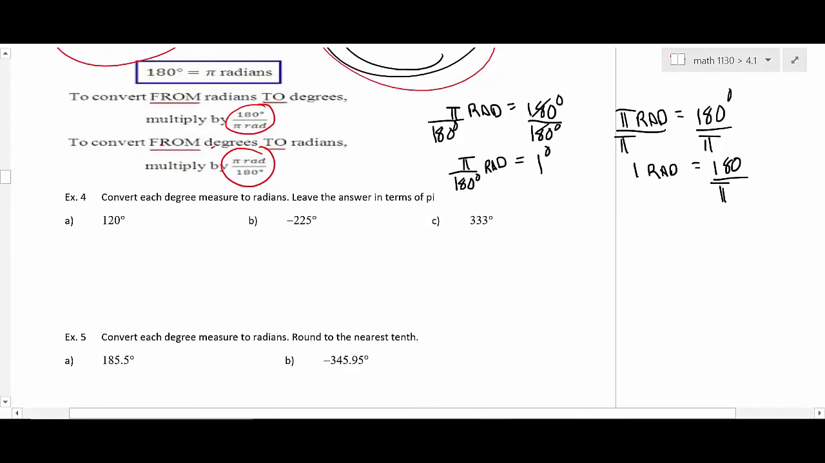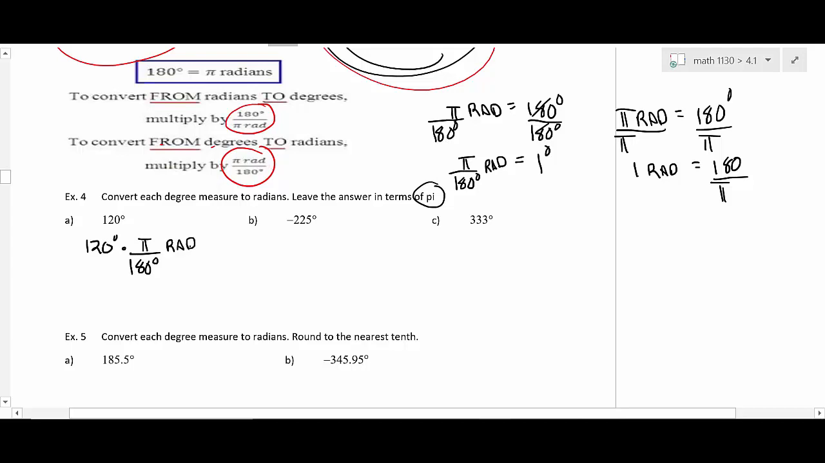So this is a fundamental thing that you'll do throughout our study of trig. So we're going to go ahead and convert some of these things. And if I say leave your answer in pi, that means I want pi in the answer. Okay, so here's what you do. 120 degrees, you just multiply that by pi over 180 degrees, and then you're in radians.